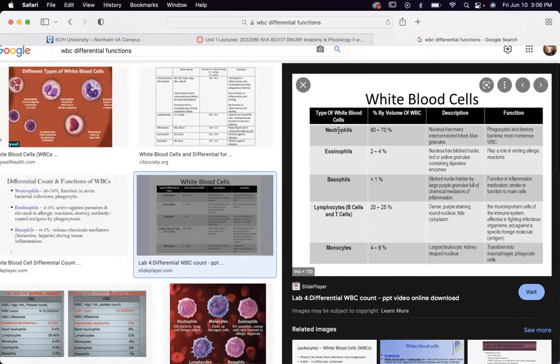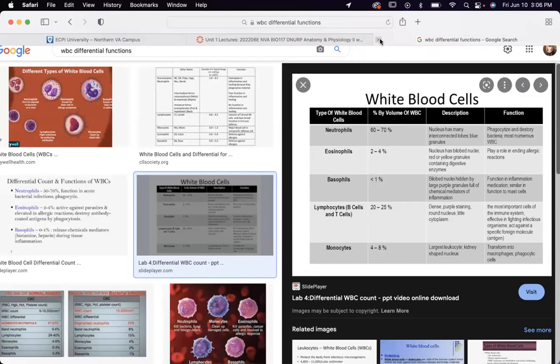So right off the bat, if we look at our differential, neutrophils, think what? Bacterial infection. Eosinophils, think allergic reaction. Basophils, think mast cells, think inflammation. So if my patient has pericarditis, they're going to have an influx or an increase of basophils.